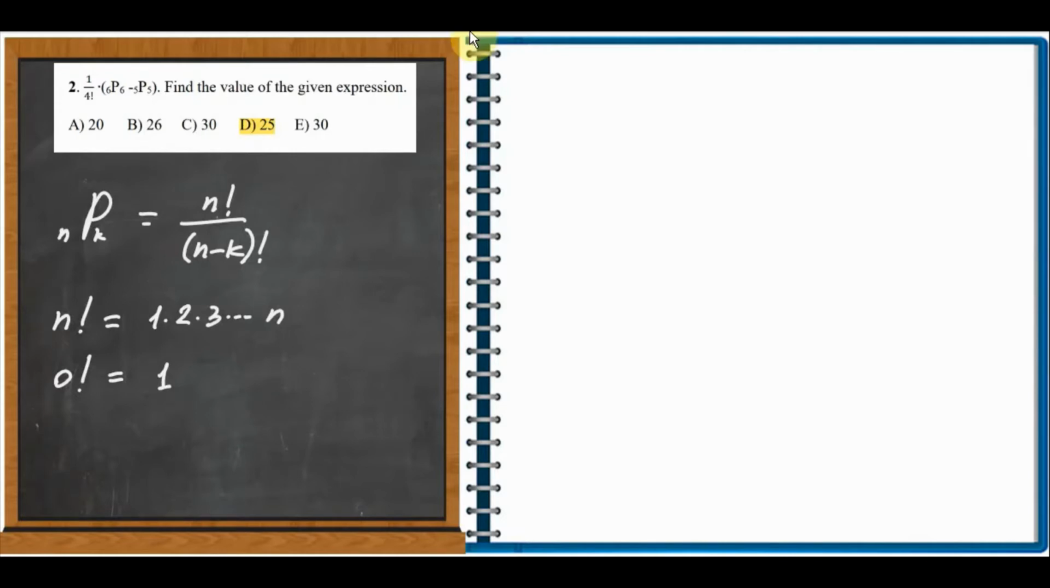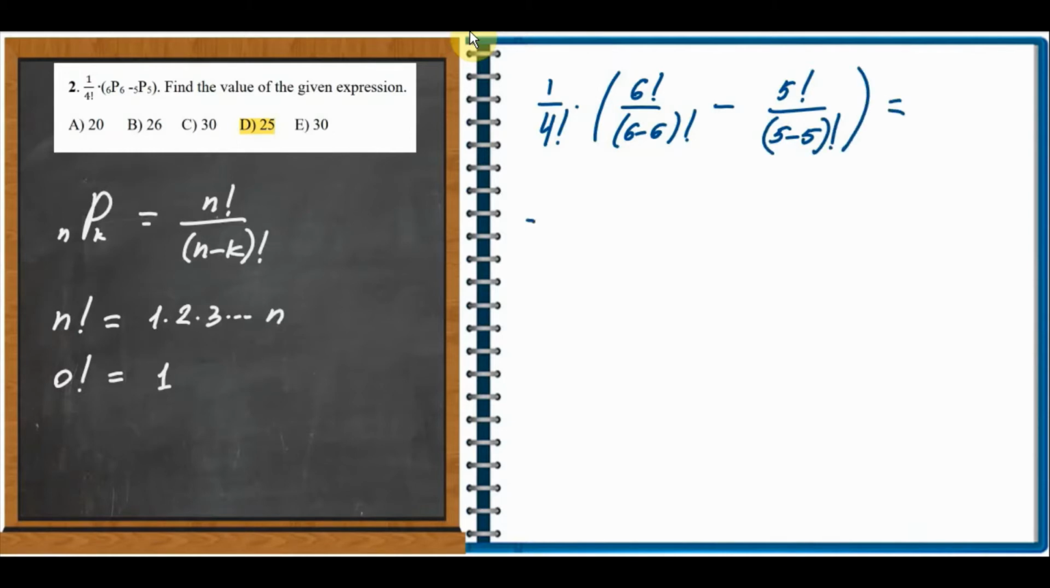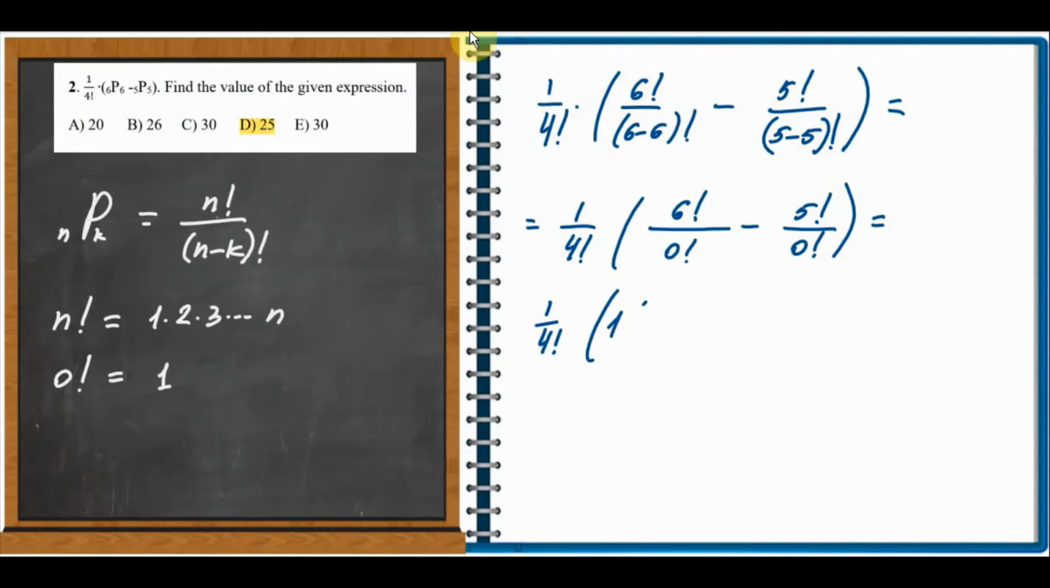We'll get 1 over 4 factorial multiplied by 6 factorial over 6 minus 6 factorial minus 5 factorial over 5 minus 5 factorial, equals 1 over 4 factorial. Here we'll get 6 factorial over 0 factorial, minus 5 factorial over 0 factorial. We said 0 factorial is equal to 1. That's why we just need to write 4 factorial multiplied by 6 factorial minus 5 factorial.